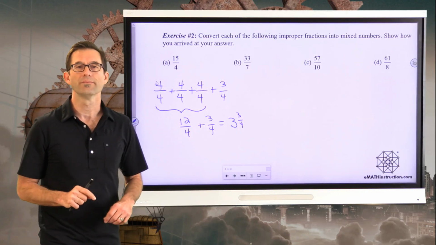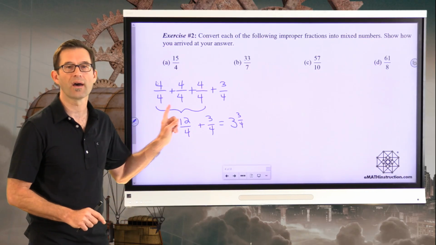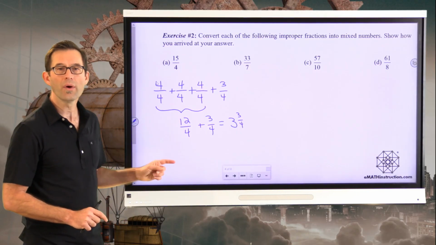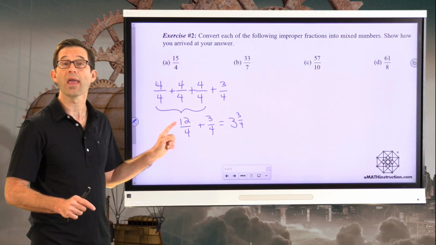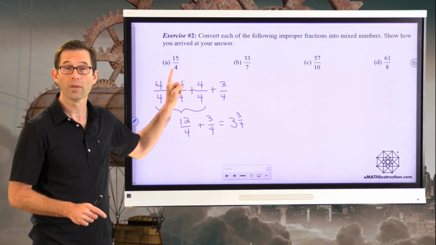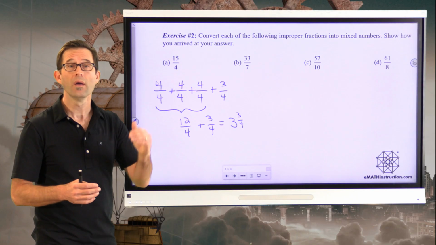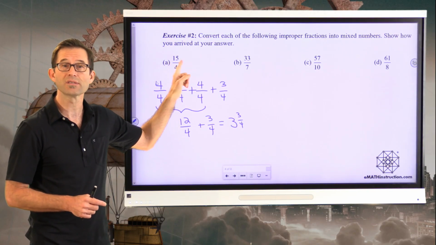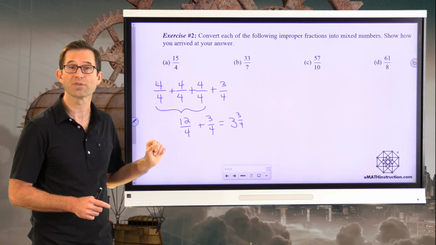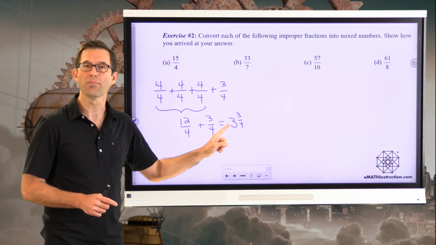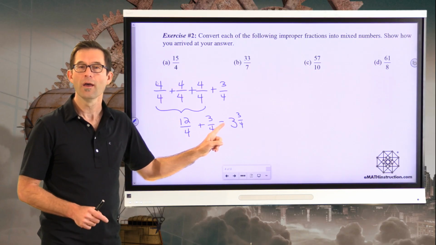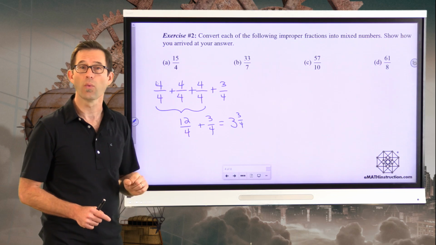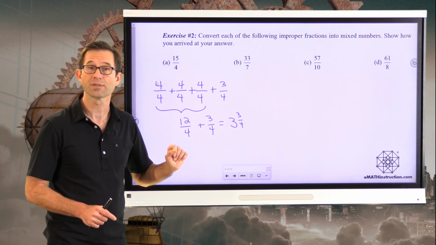Now, what's the key here? How can we do this without having to write all of this out? Well, notice 12 is a multiple of 4. And that's key. We want to find the largest multiple of that denominator that's still less than or equal to the numerator, 12/4. And what did 12/4 become? It became the number 3 because 4 divides into 12 3 times.